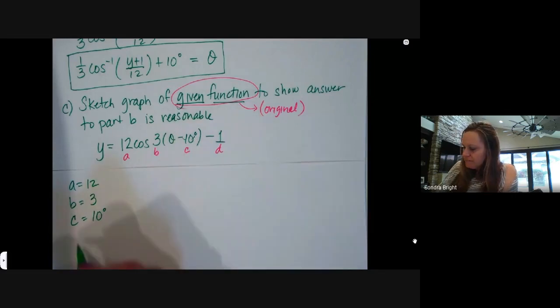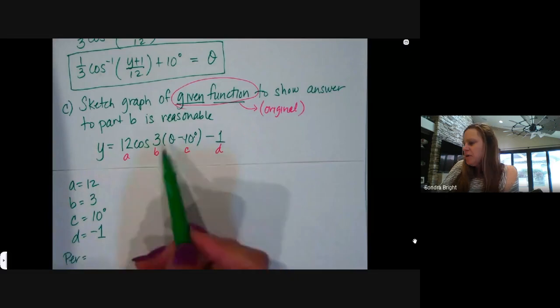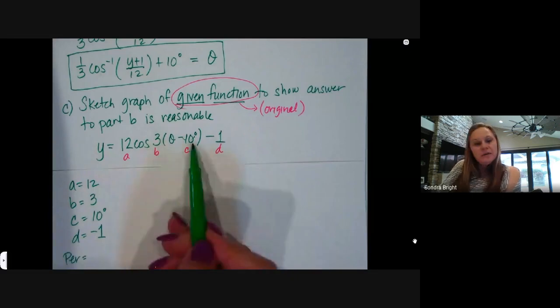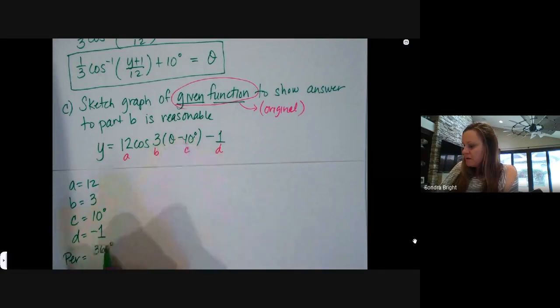The period is what we found next. This is theta, and you see degrees here. That should help you out too. But that means that we're going to do this in degrees. The period will be 360 degrees divided by B. And our B was 3, so 360 degrees divided by 3 gives you 120 degrees is going to be the period.